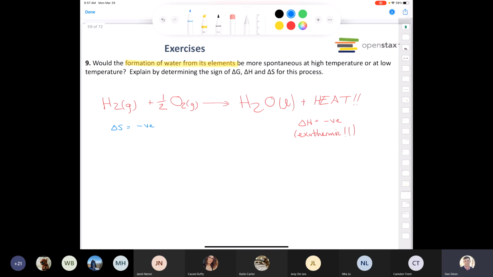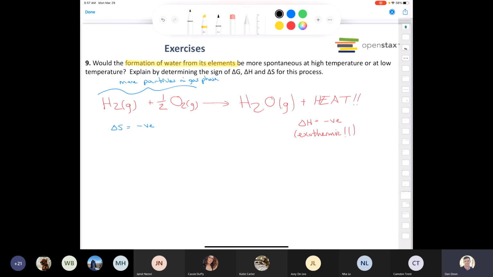So that means the delta S is also negative, right? We have a decrease in entropy. We've got more particles in gas phase, right? And then over here we have no particles in the gas phase. Even if you're like, well, in your last slide it said it was a gas, Mr. Dion, even if it was, it wouldn't matter. You're going from more particles to less particles. So the delta S is going to decrease.